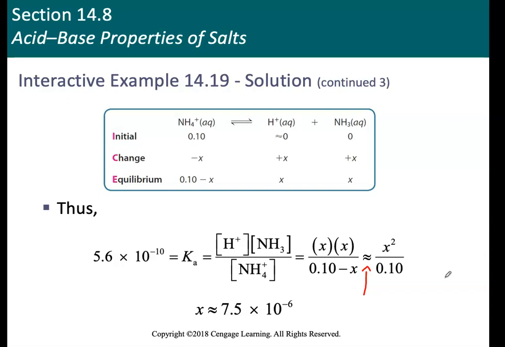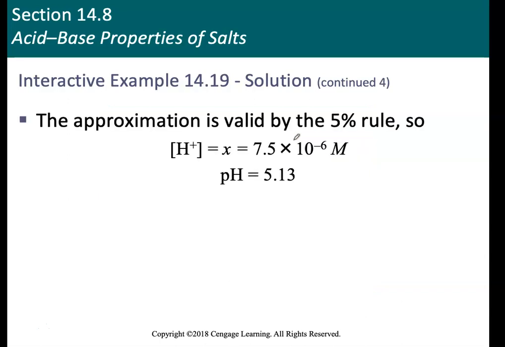Now, when we get the value of X, this is the concentration of H plus and also the concentration of NH3. So we can now work out the pH value. There we go, pH value of 5.13. What do we see here? It's less than 7. So in other words, the salt of a weak base becomes acidic, and vice versa. The salt of a weak acid becomes basic.